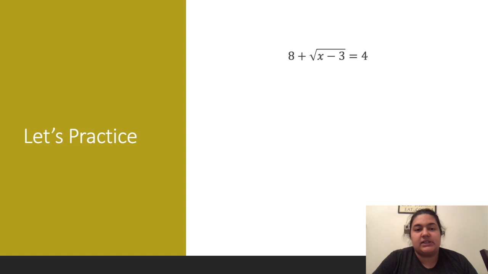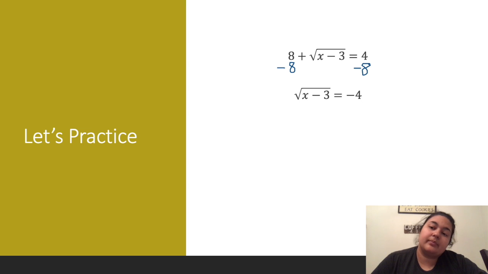So here's our first example. We have x plus the square root of x minus 3 is equal to 4. So our first step is to isolate the radical, and we need to move that 8 over because it is not under the radical sign. So subtract 8 from both sides, and I'm left with the square root of x minus 3 is equal to negative 4.